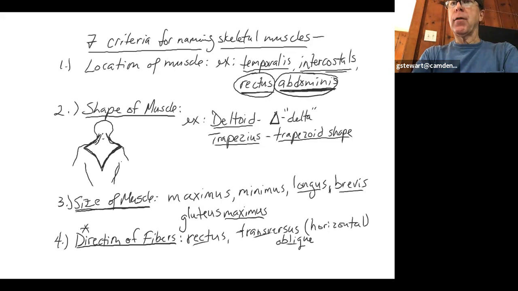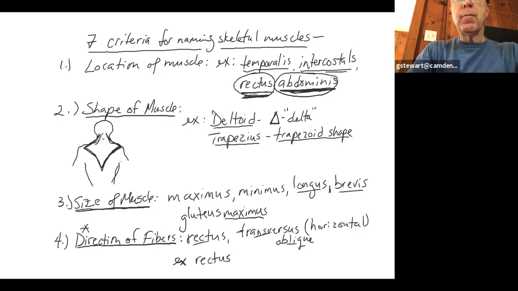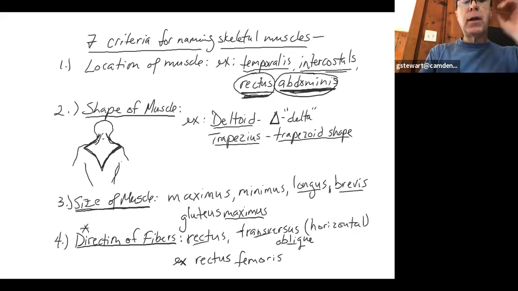Classic examples are the rectus abdominis muscle that I already gave you. Those fibers are running straight with the midline of the body. Another example is the rectus femoris. Rectus means straight with the midline. Femoris means located on top of the femur. So that's on the anterior part of your upper leg, the rectus femoris.